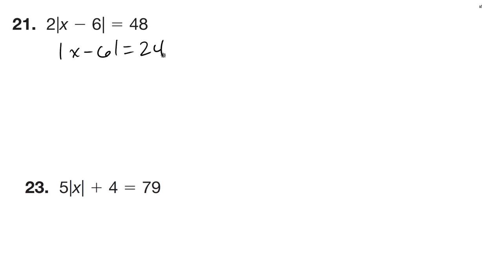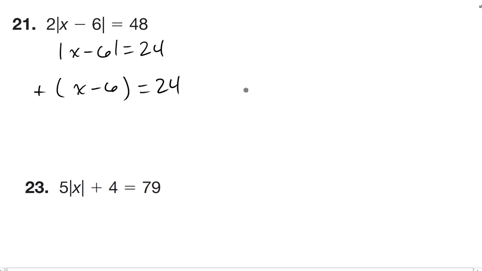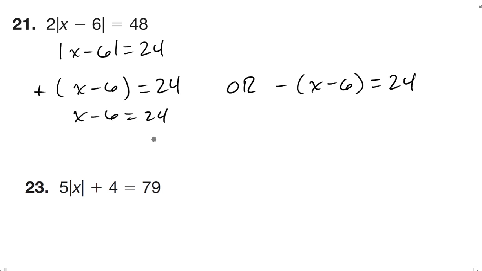Again, to get rid of the absolute value portion of this equation, I have this trade-off. I'm going to consider both the positive case, x minus 6 equals 24, or I'm going to consider the negative case. Over here, the positive doesn't affect this at all, so this is x minus 6 equals 24, and adding 6 to both sides, we get that x is indeed the number 30.